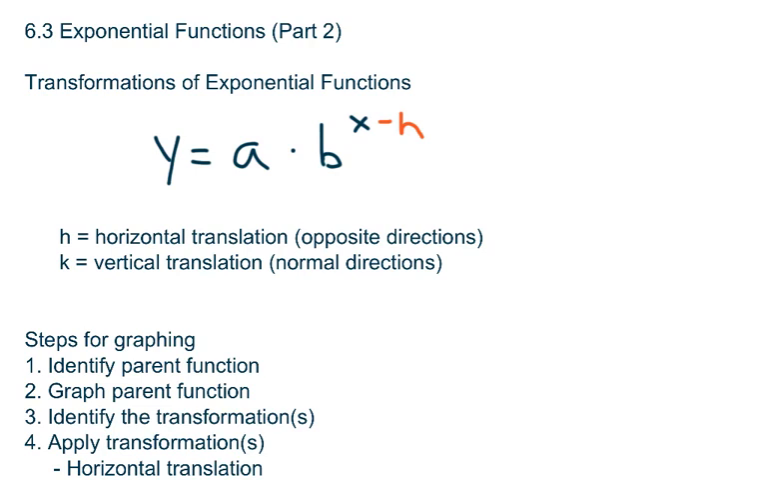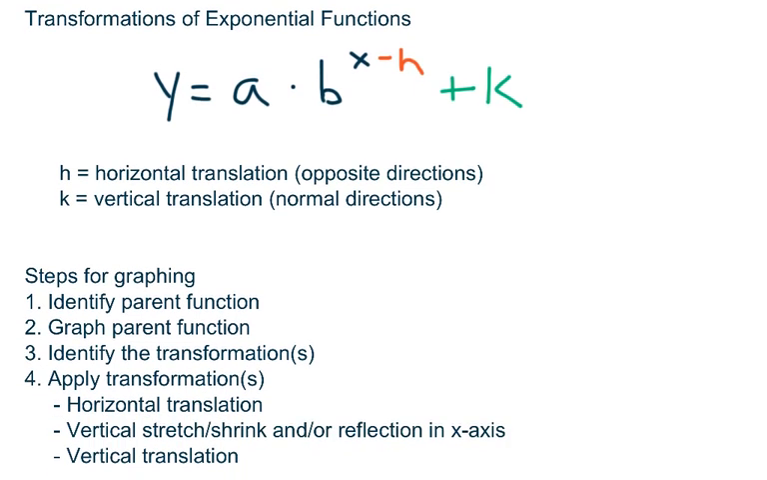And then the last one here is K, and that goes on the very end of the function, not part of the exponent. It's after the exponent. Just like with other transformations, it controls the vertical translation. We're adding something on the end of the function, not directly to X. So the minus H, the plus K, those are our two additional transformations that we need to consider when we're graphing exponential functions.